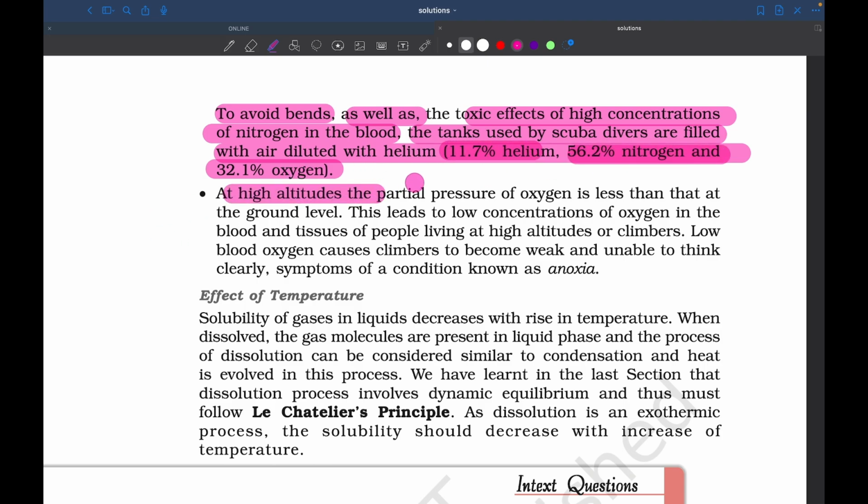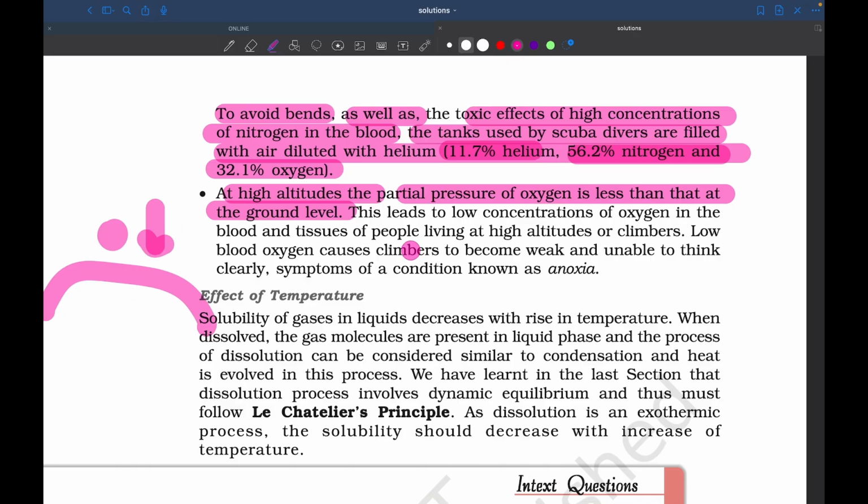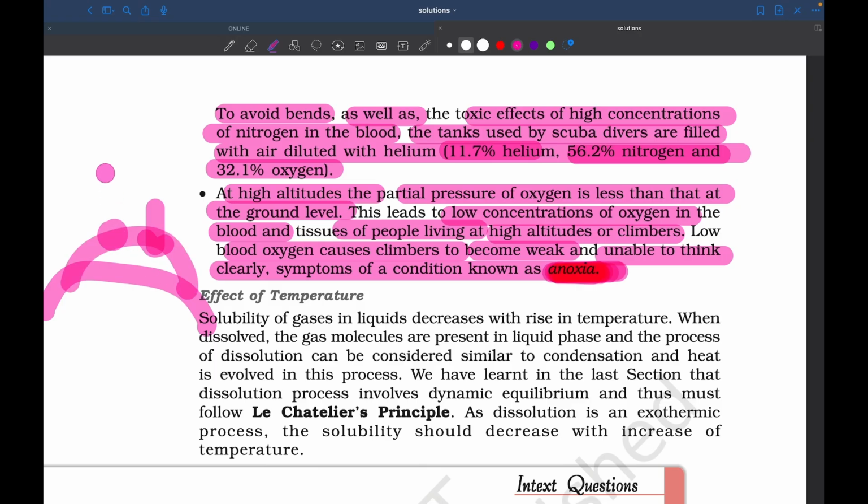Next one, at high altitude the partial pressure of oxygen is less than at the ground level. ऊपर पहाड़ में कैसे होगा? ऑक्सीजन लेवल बहुत लो होता है. This leads to low concentration of oxygen in the blood and tissues. People living at high altitude and climbers experience low blood oxygen, which causes climbers to become weak and unable to think clearly, symptoms of a condition known as anoxia. So this is another condition. You don't work 100% when you are walking on a hill because the oxygen pressure is low. So the dissolved oxygen in the blood will be lowest होता है.